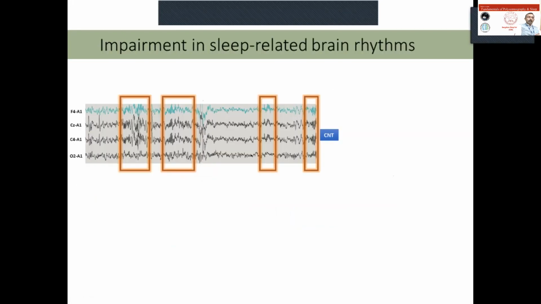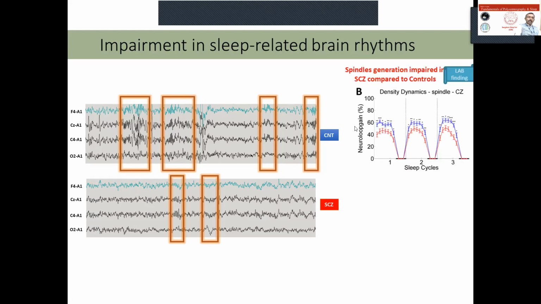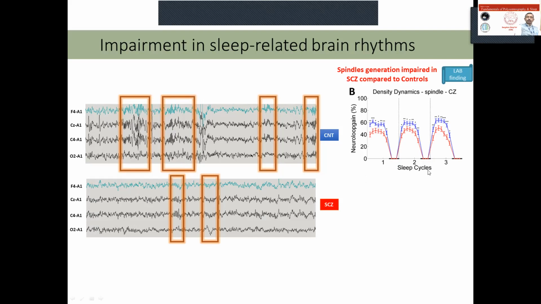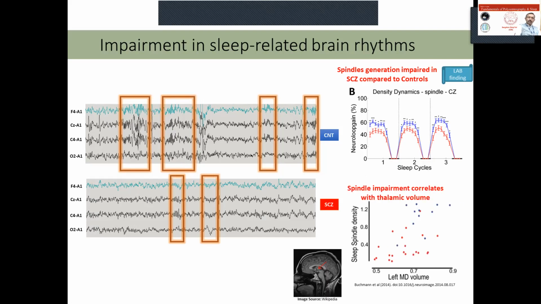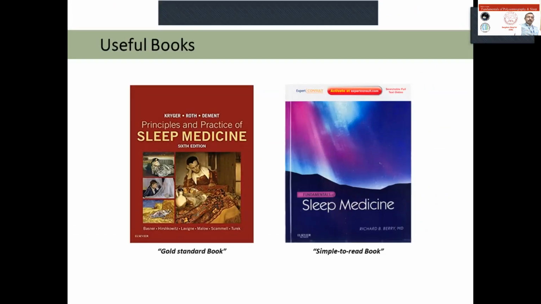The EEG events called spindles can have different profiles in disorders like schizophrenia, Parkinson's disease, depression, etc. They have a profile across the sleep cycle which can be used to identify deficits. Studies have found that deficits in this signal occurring within sleep are related to the size of brain regions like the thalamus, and probably its interaction with the cortex. So there is much more to do with polysomnography.